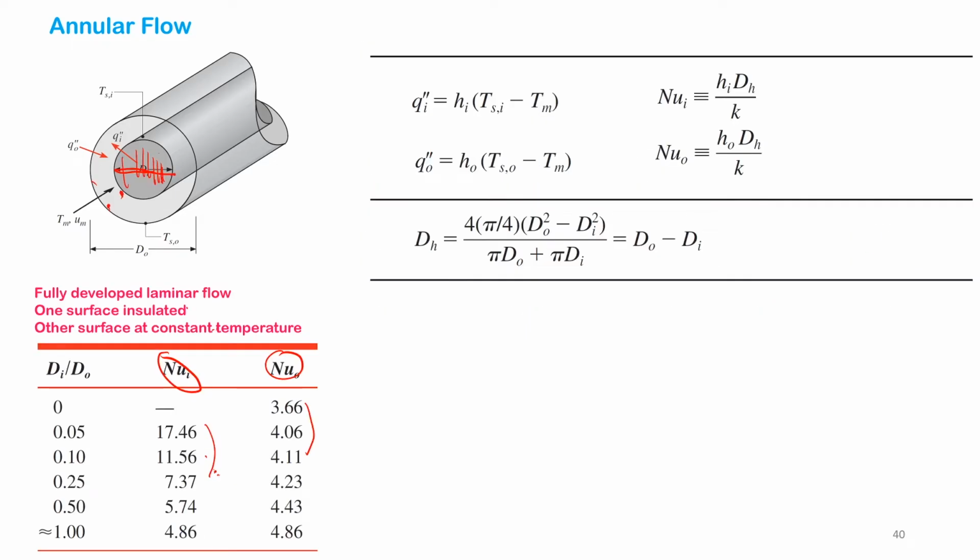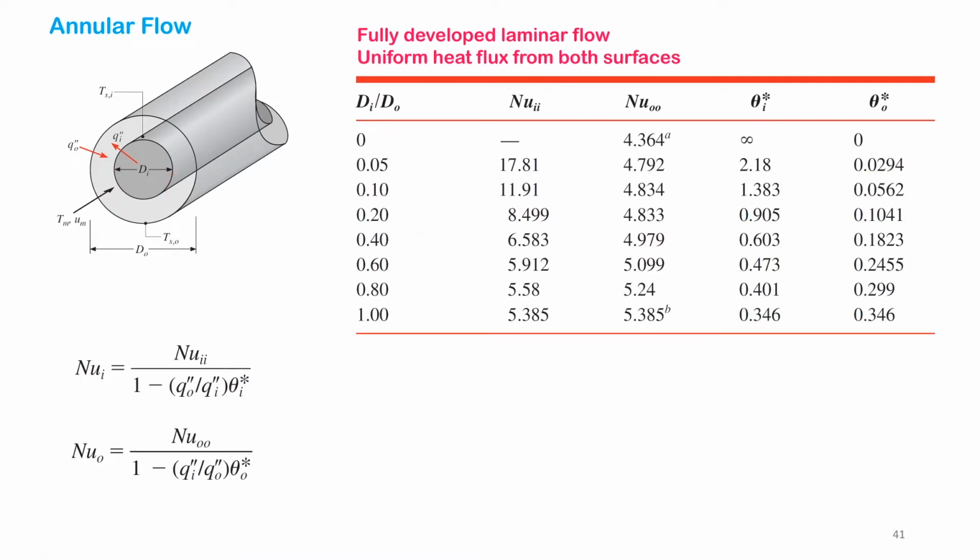So this is for constant surface temperature, where one surface is at constant temperature. If you have uniform heat flux from both surfaces, then we have to use a slightly different equation. Again, we calculate Di over Do. That's the first step. Then we calculate inner Nusselt number and outer Nusselt number. Inner Nusselt number is a function of Nusselt number ii, and outer Nusselt number is a function of Nusselt number oo.